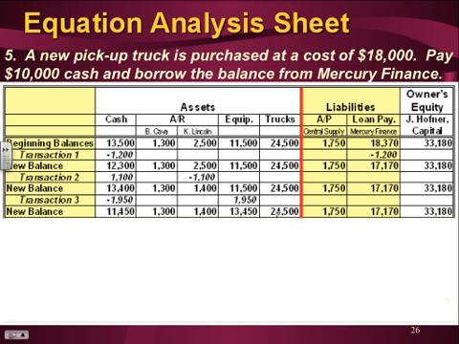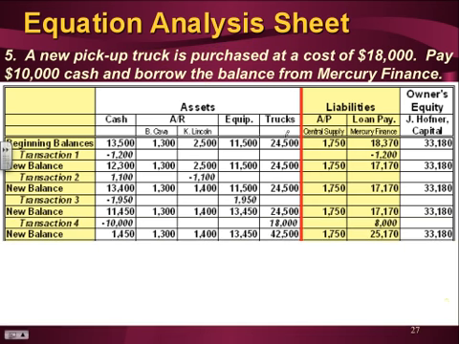Okay, our fourth transaction: a new pickup truck is purchased at a cost of $18,000. We paid $10,000 cash, and we borrowed the rest. We borrowed the balance from Mercury Finance. So let's take a look at this. We bought a pickup truck for $18,000. Let's make sure we put our pickup truck for $18,000 right here.